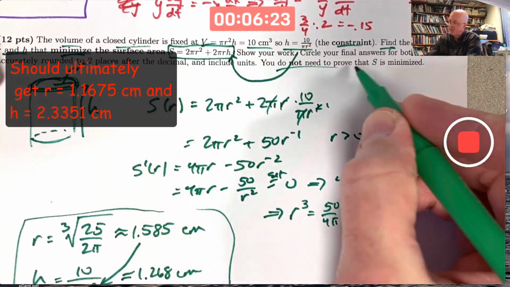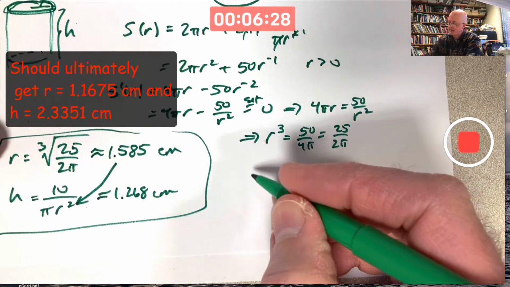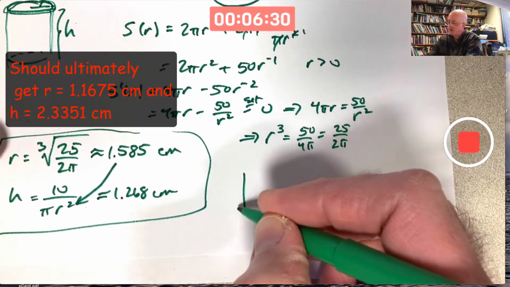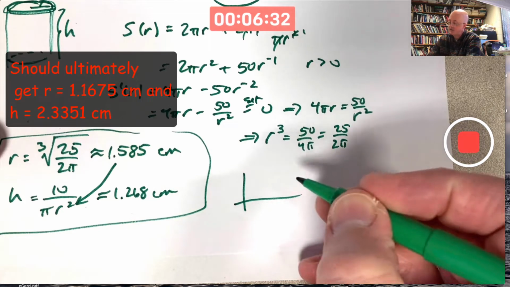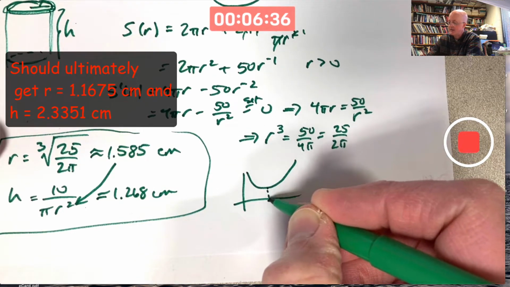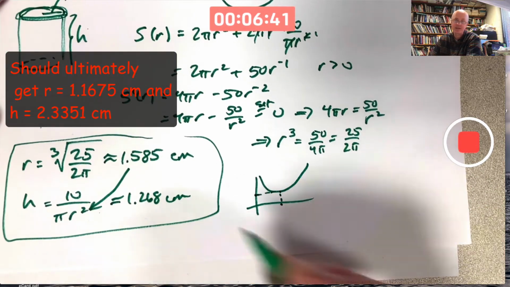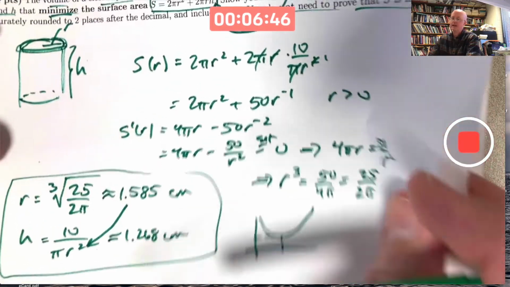We do not need to prove that S is minimized. It will be. You could use the second derivative test. It's fairly quick actually to do so. The second derivative ultimately is positive when r is positive, the graph ends up looking about like this. And it's kind of like the other problem. We are minimized with a graph that looks about like that. But this is the answer. On to the next problem.